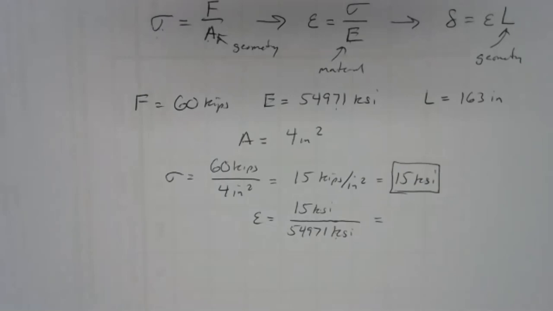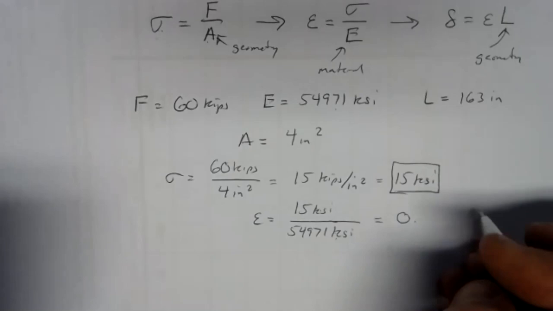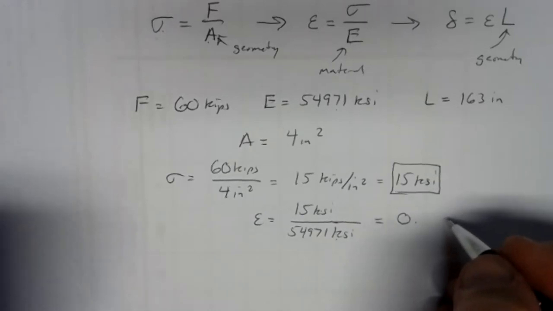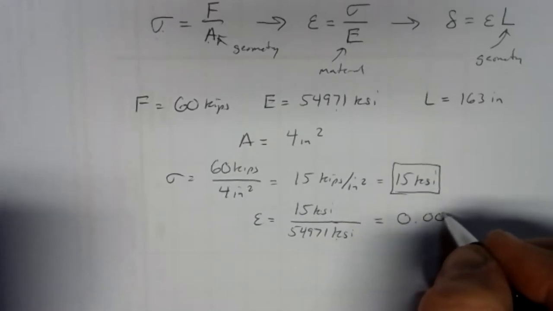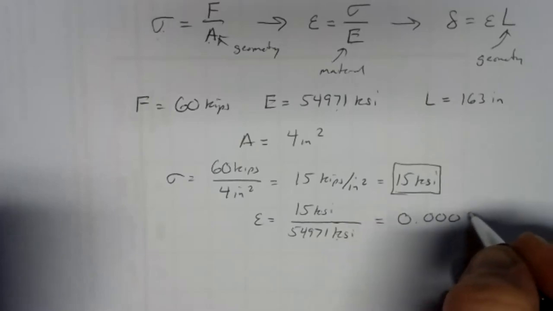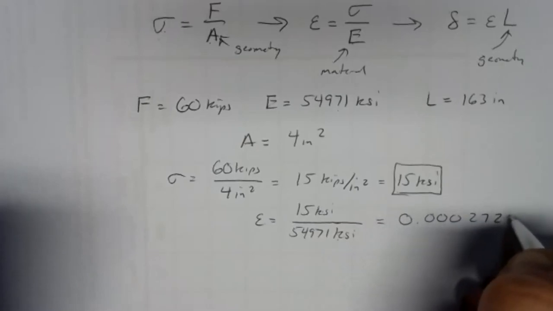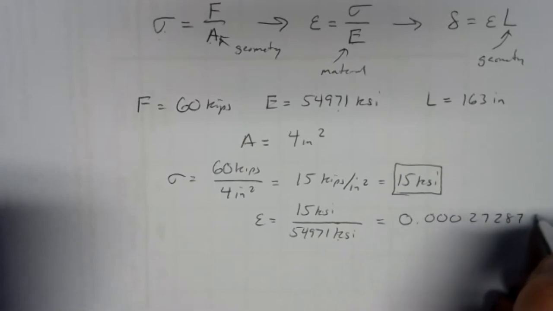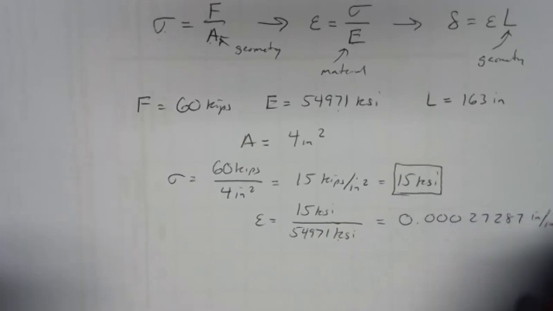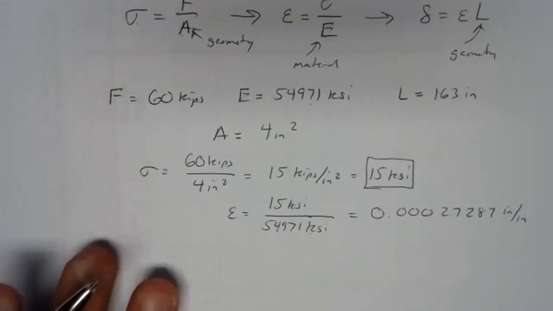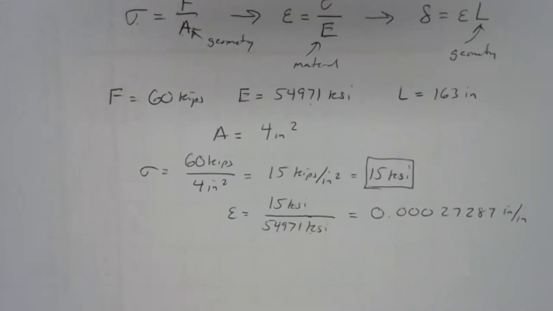So we take 15 and we divide it by 54.971. And we get a little more than 2/10,000ths of an inch, 0.0002728. And that's inches per inch or feet per foot or yards per yard. It doesn't make any difference. It's a proportionality. It's saying how much each piece stretches out by, essentially in a percentage.